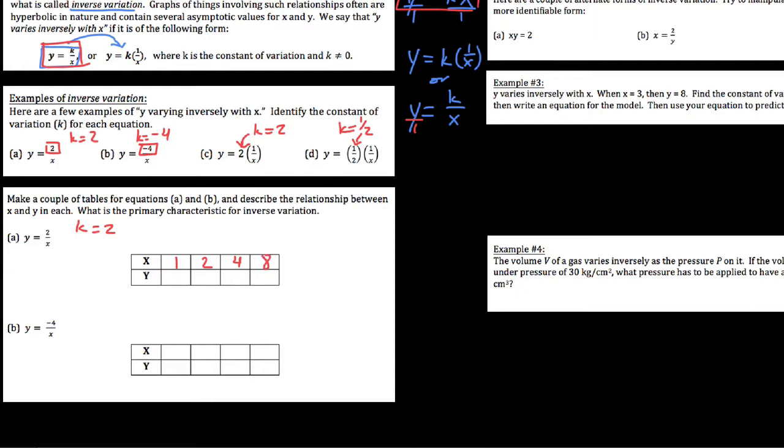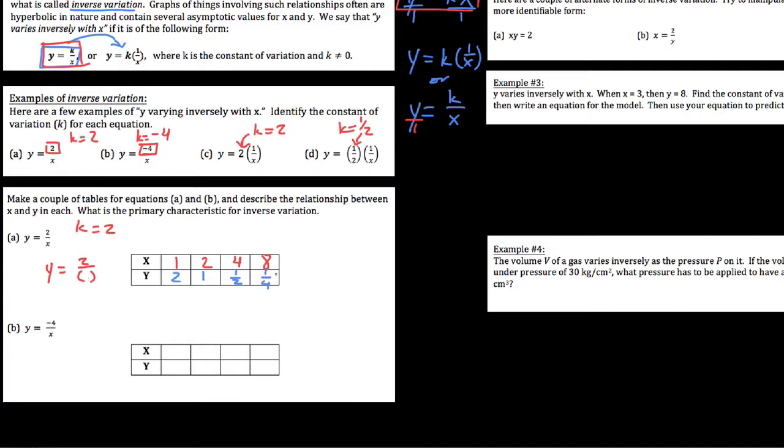I'm choosing these conveniently here, but the point I'm trying to make is this. If you were to plug in y equals 2 over 1, then you would get 2 over 1 is 2. So 2. And if you put 2 over 2, you get 1. And if you put 2 over 4 here, that's going to reduce to a half. Okay? So that'd be 1, that's a half. And if I were to put 2 over 8, that'd be a fourth.